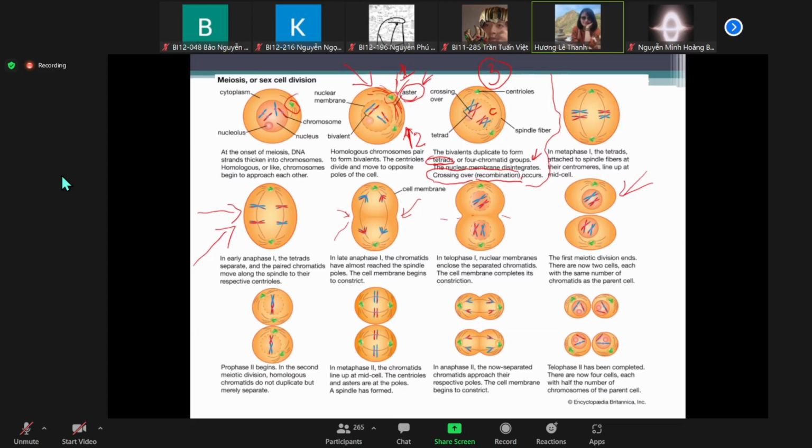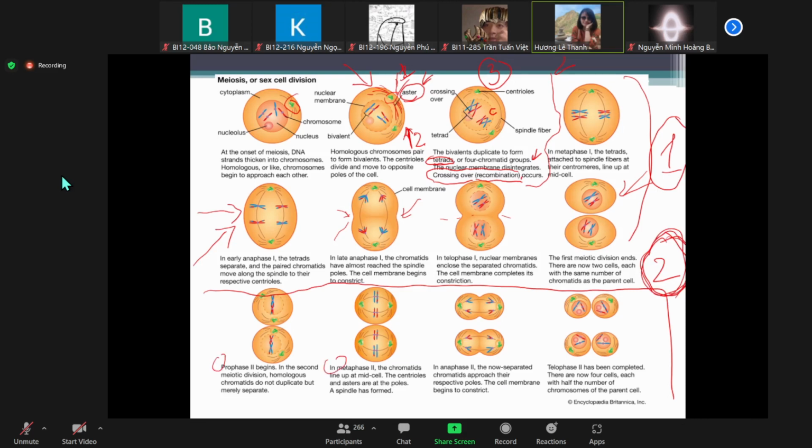In the prophase, this is the second phase. We have the second phase here, number 2. This is the preparation, phase number 1 here, meiosis 1, and we have meiosis 2. In meiosis 2, we have another round like mitosis. So prophase, metaphase, anaphase, and telophase, we have another PMAT.